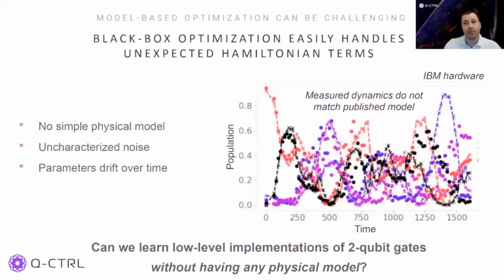The question that we want to answer today is, can we learn low-level implementations of two-qubit gates without having any physical model of the system?